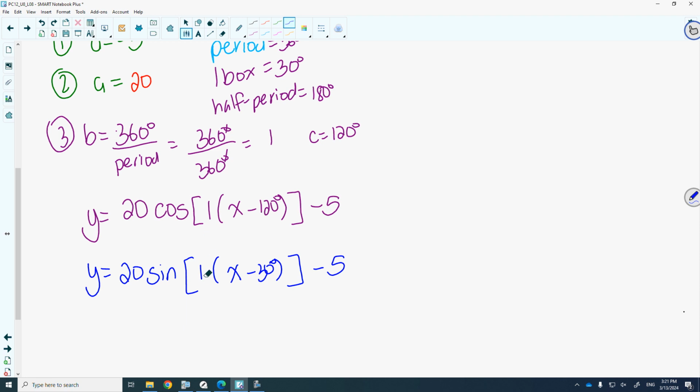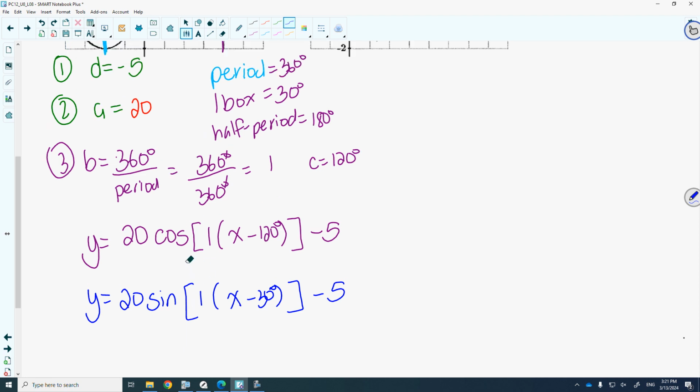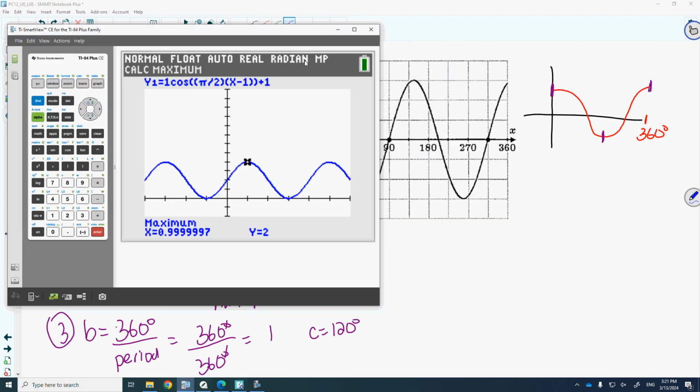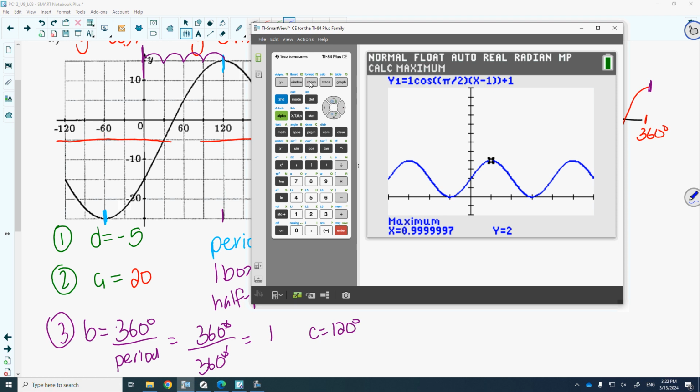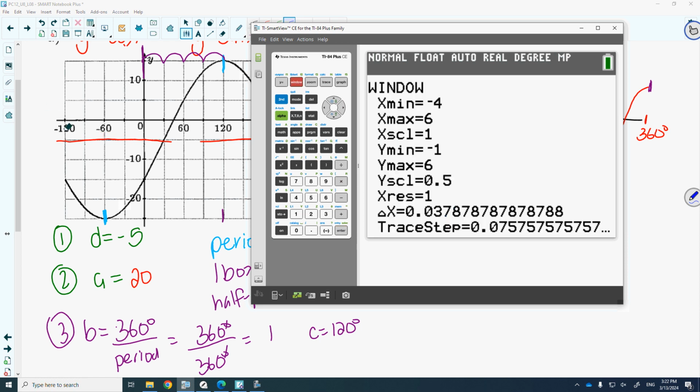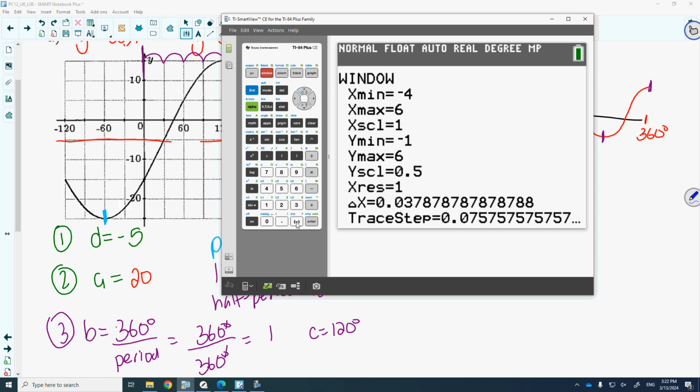Now, both of these, I'm going to punch into y1 and y2 on my calculator. They will give me this exact picture. So I need to be in degree mode. Mode, degree. Okay. I need to change my window from minus 120 to 180, and my scale, I'm going up by 30 degrees. I'm going to change my y min to minus 25, max of 15, scale factor of 5.